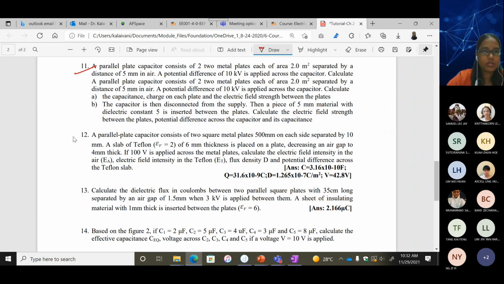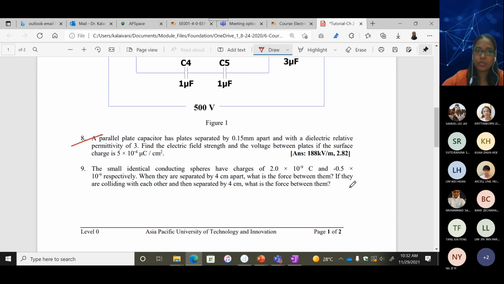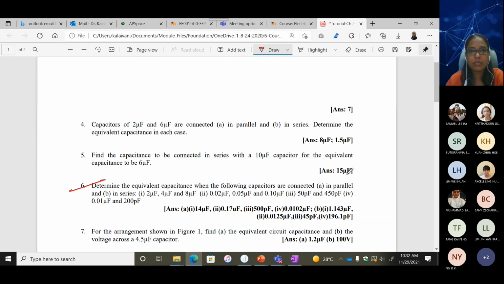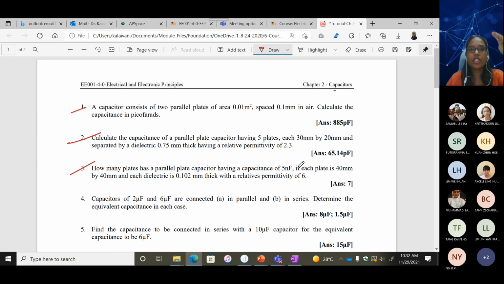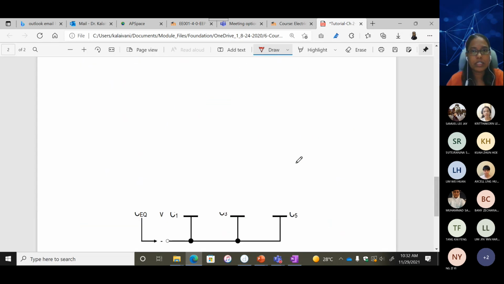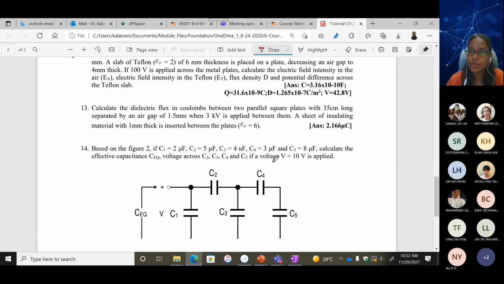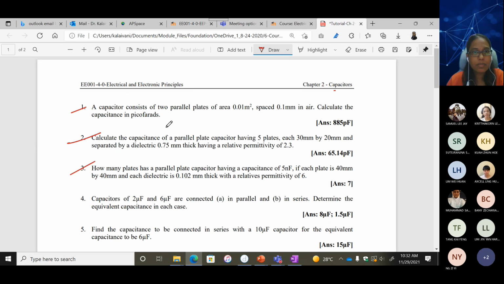Okay, number 12. I'm not going to give you everything to do, I just picked a few numbers there. You can finish up 1 to number 13 is good, and number 14 is very good. But the ones Miss highlighted here are compulsory for you to do.